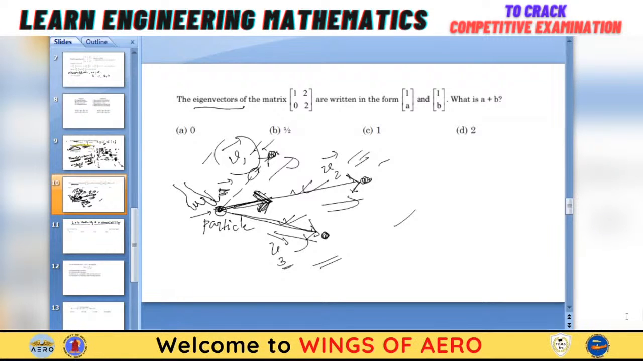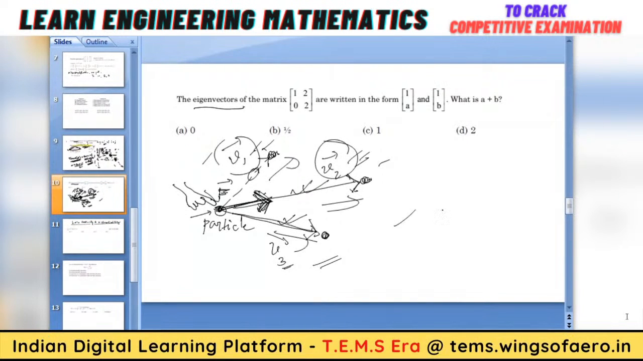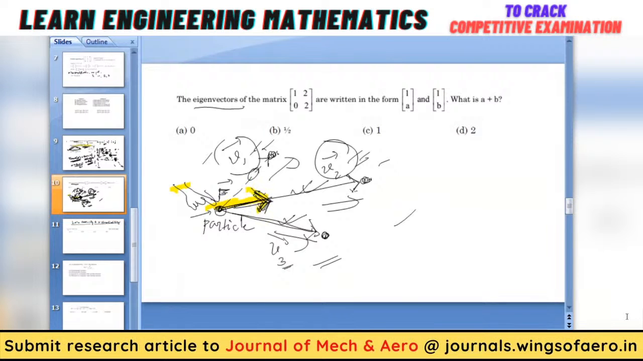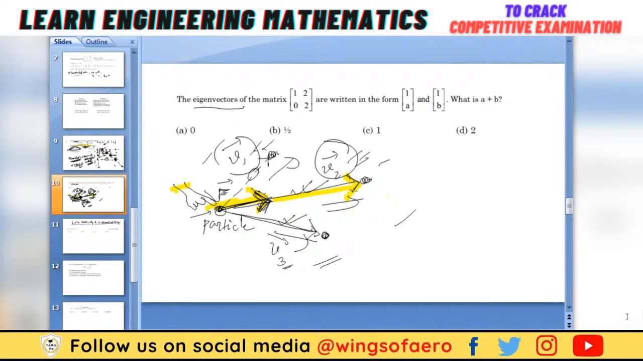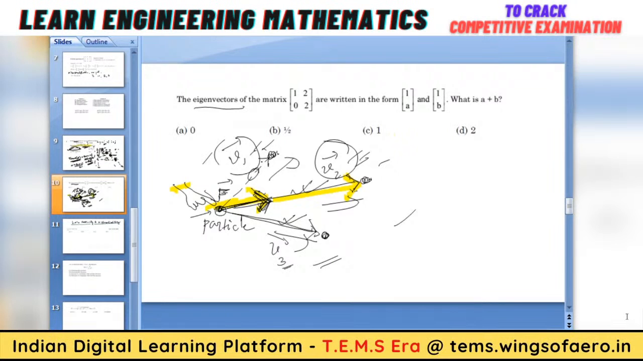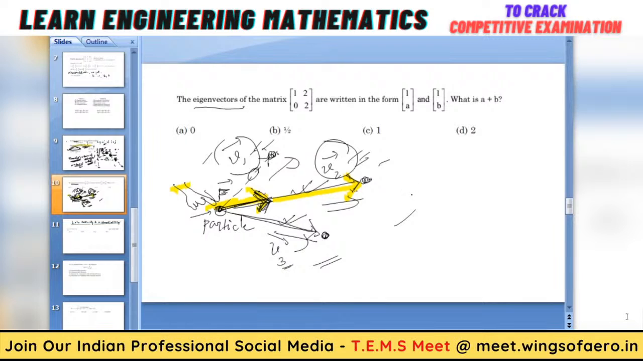Okay, I'm getting only one answer. So obviously V2 is the eigenvector here, because the initial direction is this one. Look at this, this is the initial direction, and the final direction of V2 is this one. So the direction is the same. Okay, the direction is the same, so it is called an eigenvector. Remember, always the direction will be the same, that is the same vector is applied here.